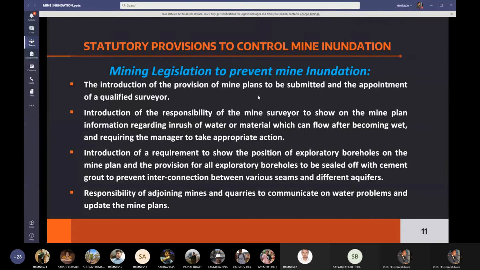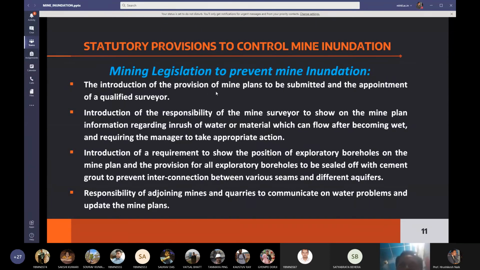Statutory provisions to control mine inundation exist in the coal mines regulations and in the metal mines regulations. So mining legislation is designed to prevent mine inundation.